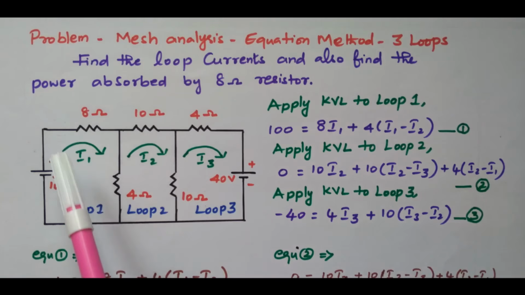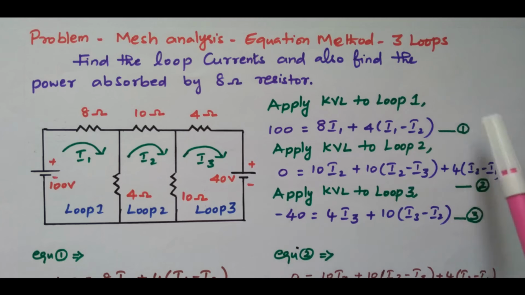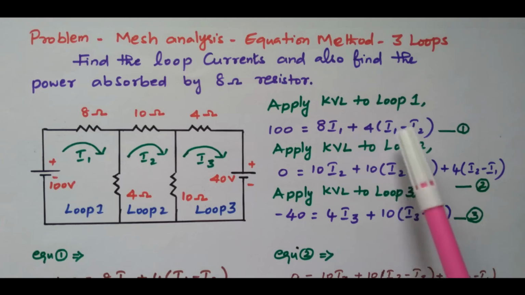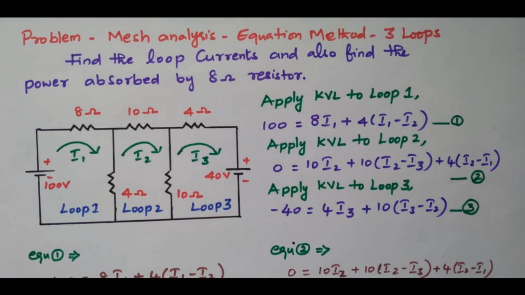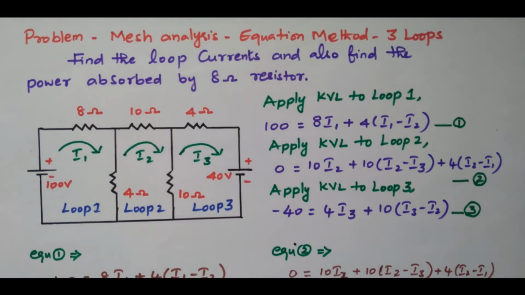By using KVL for loop 1, loop 2 and loop 3, we framed the 3 equations. By solving these 3 equations, we are able to find the values of I1, I2 and I3. Before solving, we will simplify equations 1, 2 and 3. After simplifying, we will go for the solution. Now we will consider the first equation.